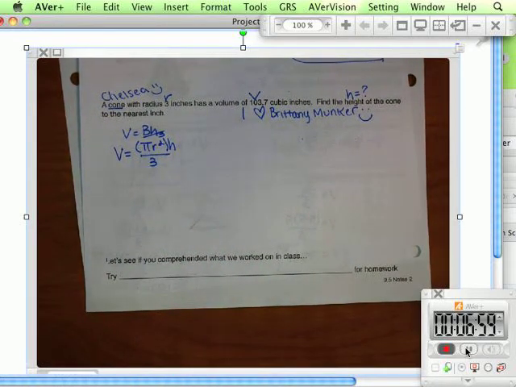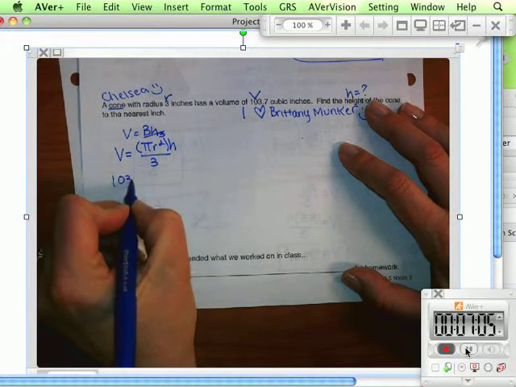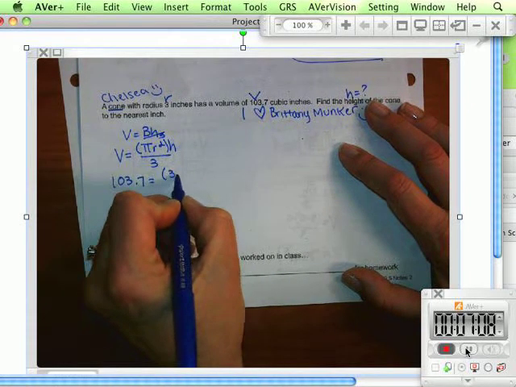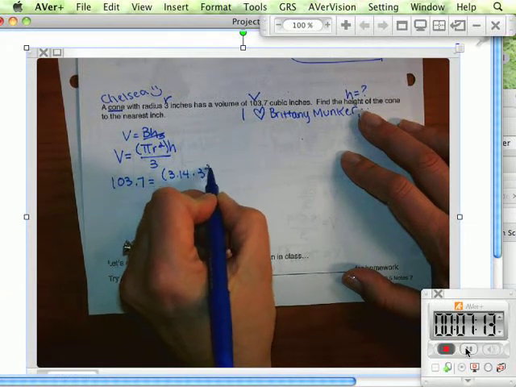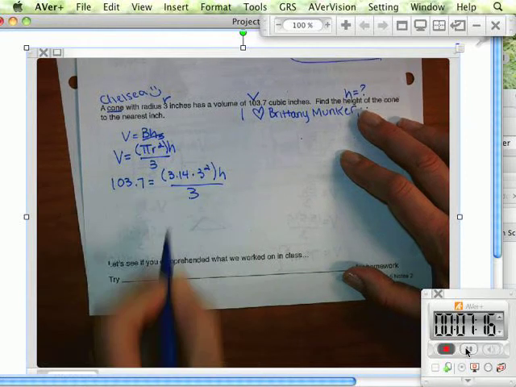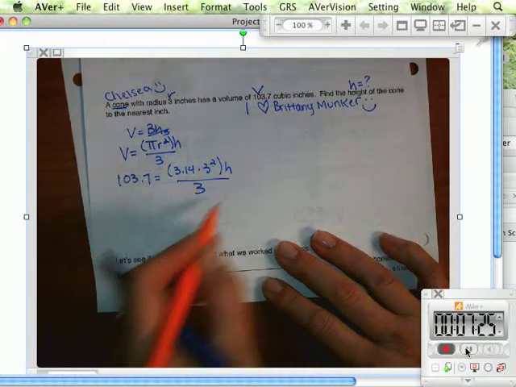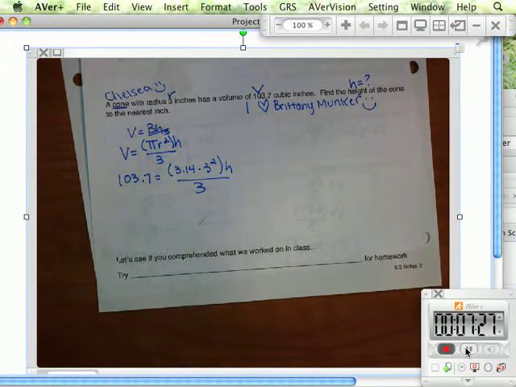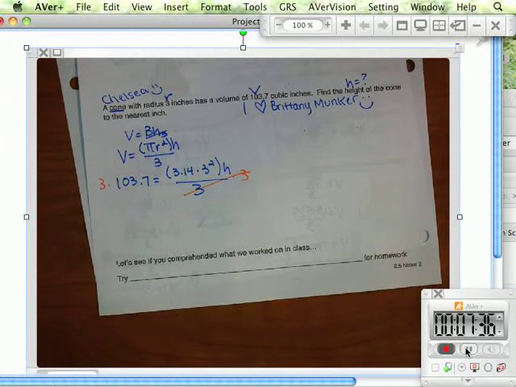Okay, let's plug in what we know. We know the volume is 103.7. We know pi is 3.14. We know the radius is 3. We don't know the height, and we have to divide everything by 3. So you just plug in what you know. Anytime you have a nasty fraction like that, try to get rid of the denominator. So how would you get rid of that 3 in the bottom? Multiply both sides by 3. That's gone over there. 3 divided by 3 is 1.